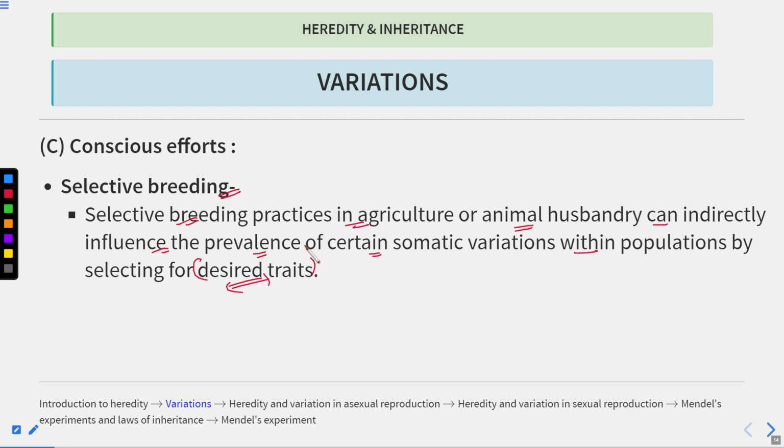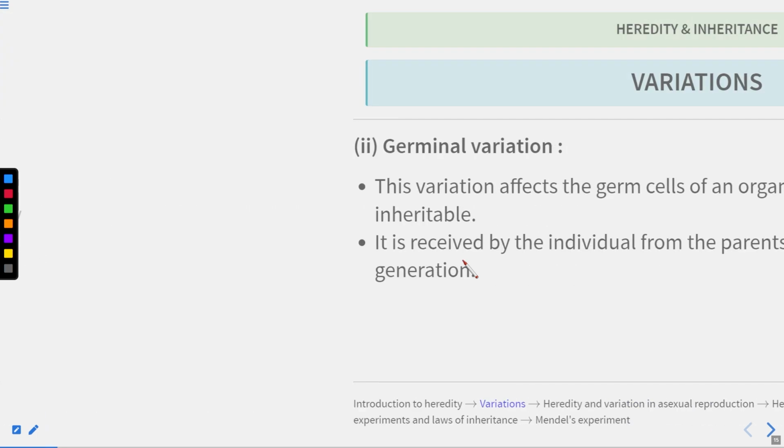These traits are known as the desired traits. We select these traits, and these traits will be present in the progeny, or the offspring you can say, and this can lead to somatic variations. Because we are selecting certain traits only and neglecting the other traits, this may also lead to somatic variations.